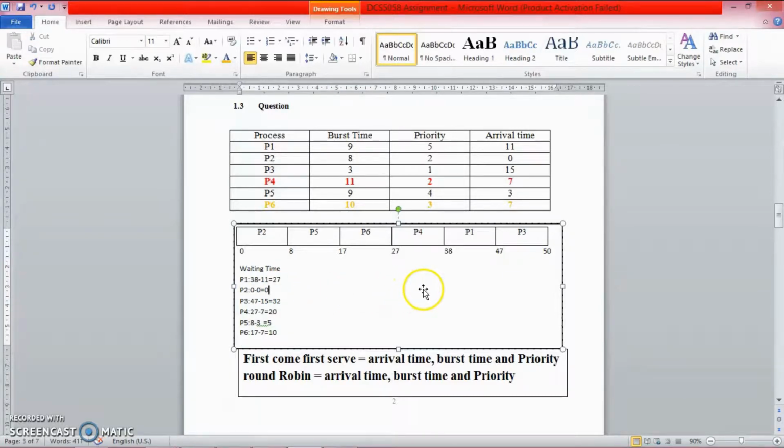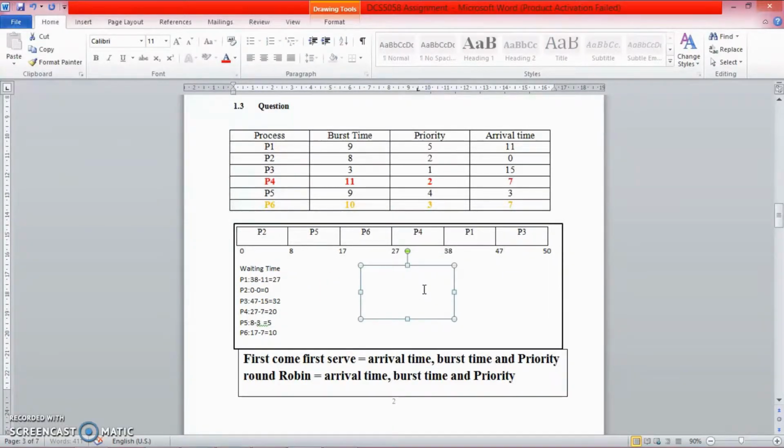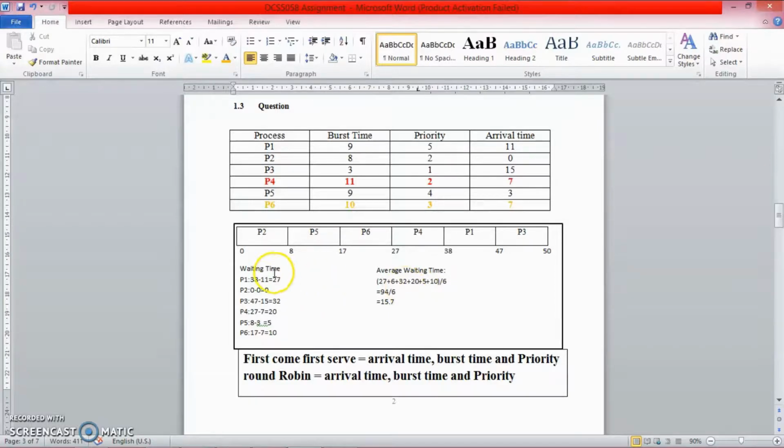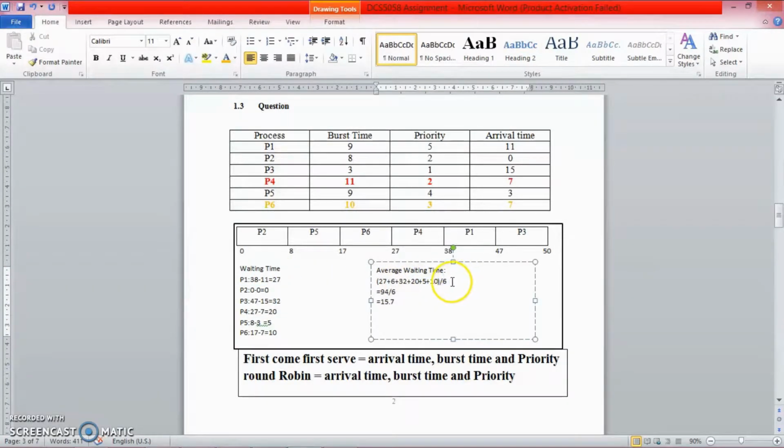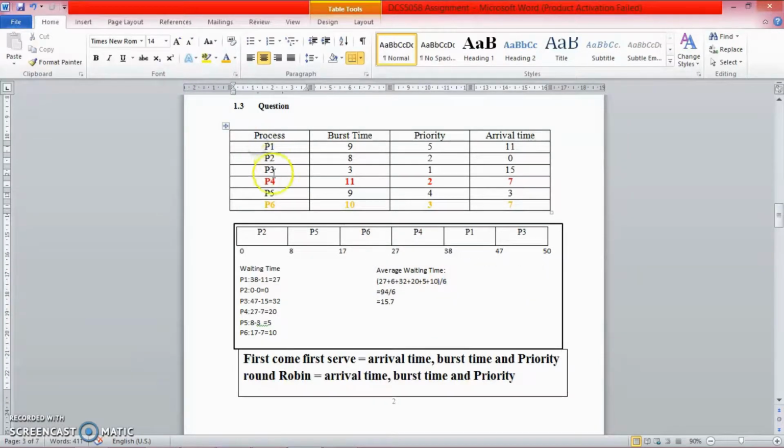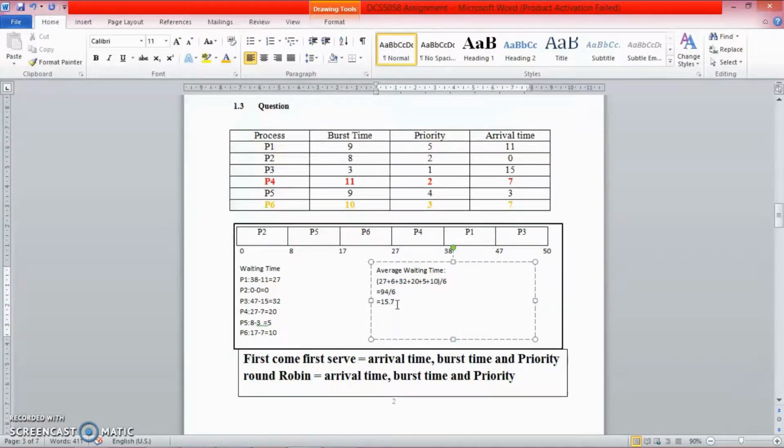And then now let's look for the average waiting time. So I have to add everything and also divide by 6. Why 6? Because you have 6 processes here. So in total you will get 94 divided by 6, you will get 15.7 milliseconds. That's all for first come, first serve.